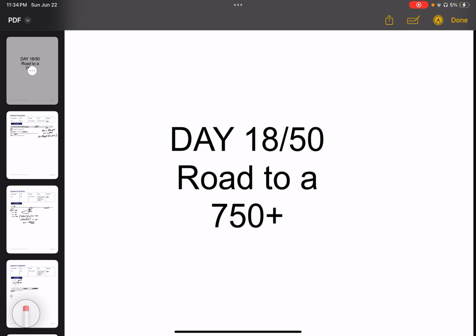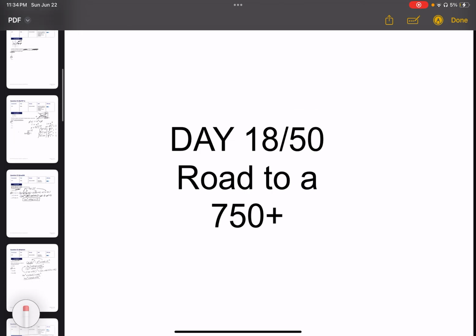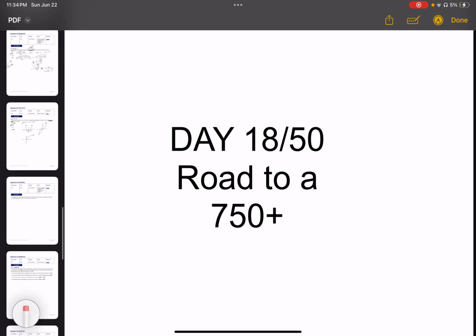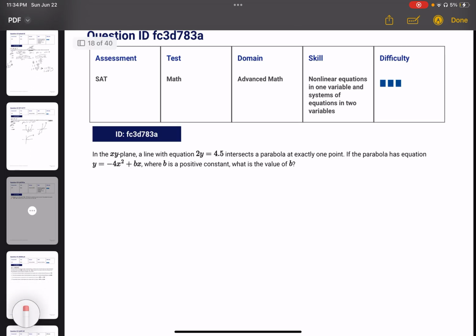We're on day 18 now, and we'll be working on more advanced math problems today. Looking at our first, look how far we've come, guys. All of those problems done just from advanced math.